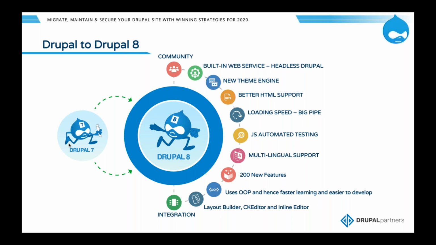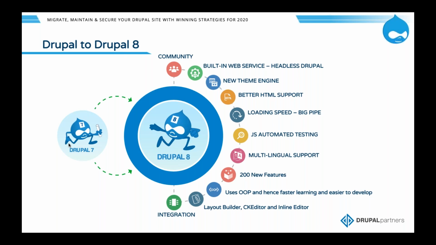And it also came up with a new theme engine called Twig, which made Drupal load faster, and the customer experience has been widely improved with the new theme engine. It also has better HTML5 support. And it adopted the BigPipe technology. BigPipe is basically how Facebook loads pages. It was invented by Facebook for loading pages faster, and Drupal 8 adopted it, and it came as an inbuilt feature in Drupal 8. So Drupal 8 makes the loading time much faster compared to the previous versions of Drupal.